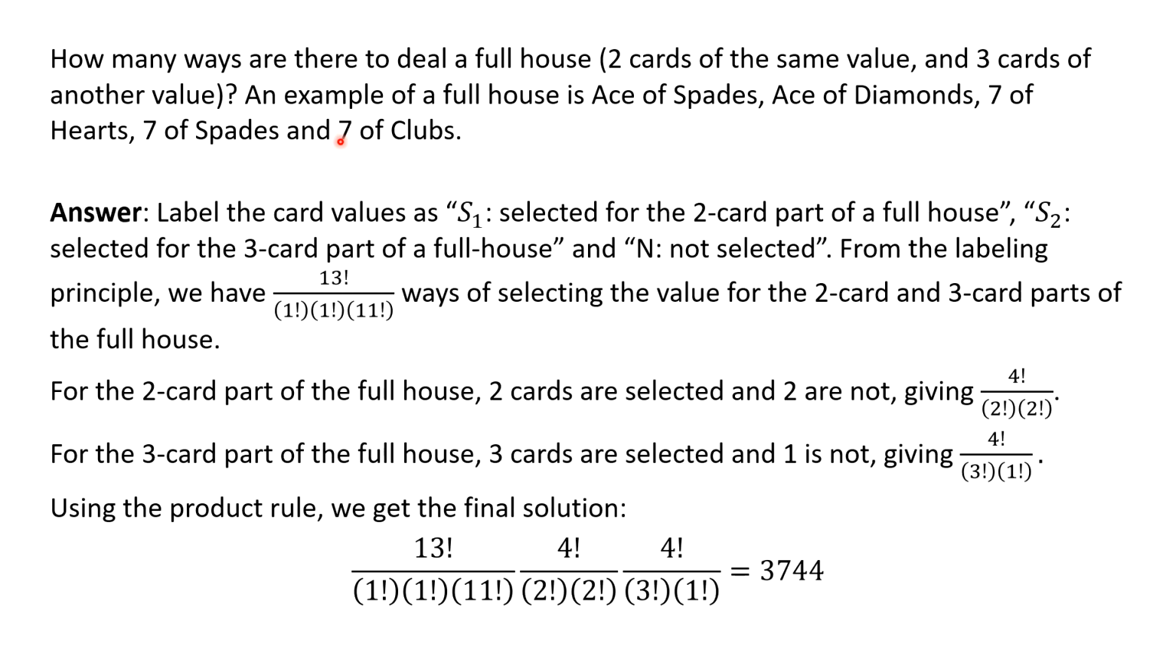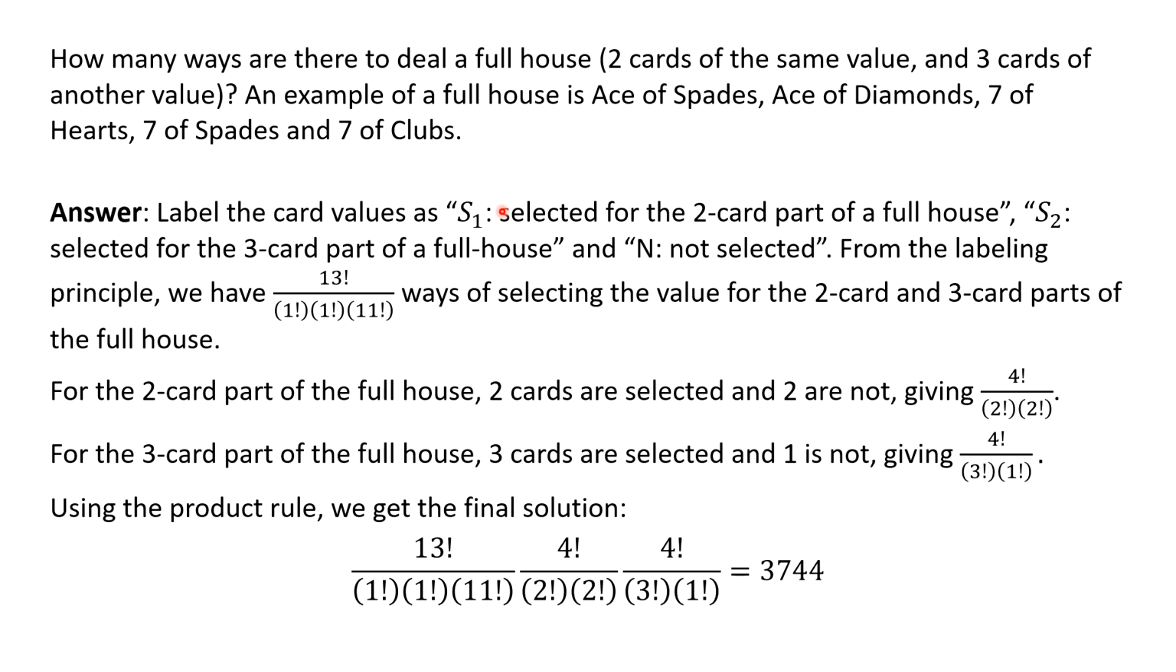So we'll break this into two parts. First, we'll figure out the number of ways of selecting the card value for the two cards, whether it be an ace, 2, 3, and so forth, but not the suit. And then the number of ways of selecting the value for the three-card part of the full house. So that's what I have in the first paragraph here. Let S1 be the selected value for the two-card part, and S2 be the selected value for the three-card part of a full house.